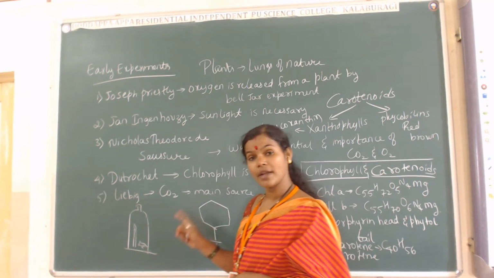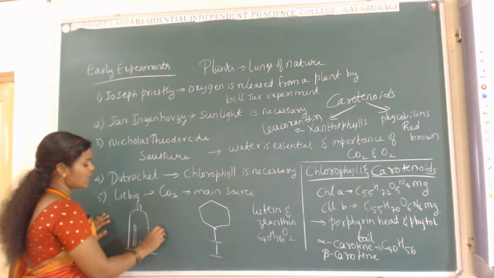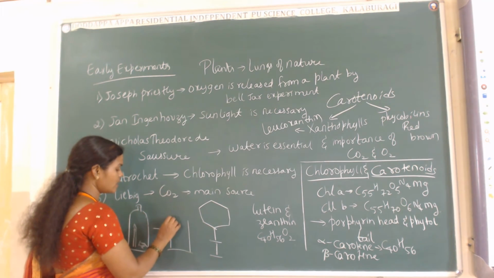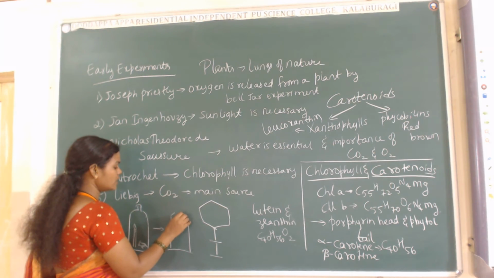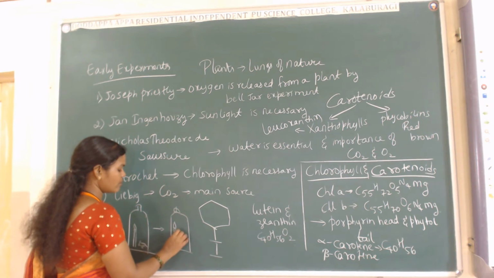But what did he do in the other Bell-jar experiment? He has taken another Bell-jar and he has lit the candle. And he has included the mint plant, and there is also a presence of the mouse.